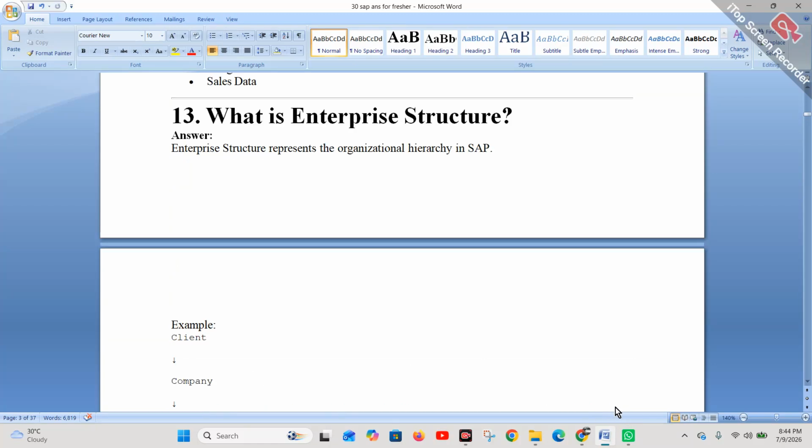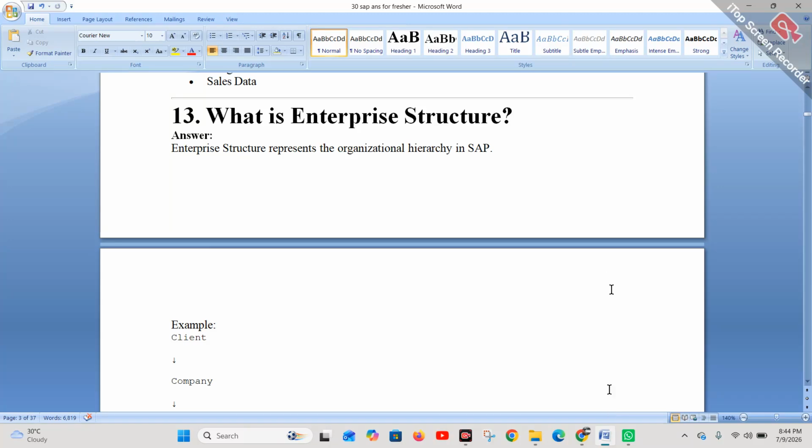The next question is, what is organization structure? An enterprise structure of your company is referred to as the organizational data in the SAP. We need to define and assign the organization structure. There are many components in SAP sales and distribution, like the sales area, distribution channel, division, sales office, sales group and various things.